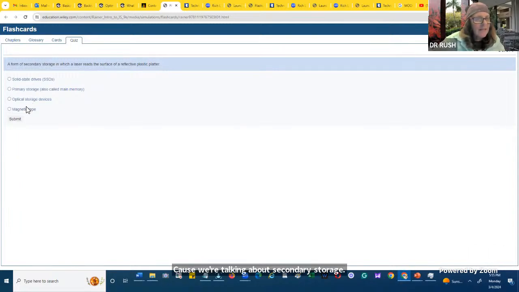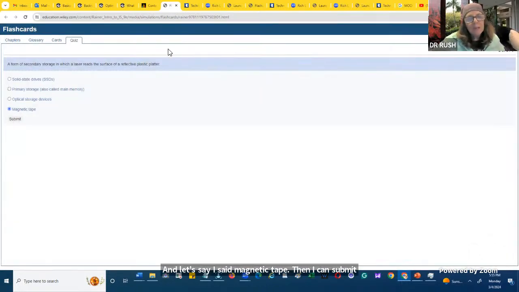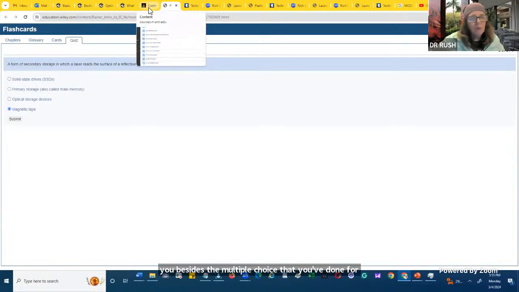And then in this case, it's not going to make magnetic tape. So I'm going to just try this one. And let's say I said magnetic tape. Then I can submit and it tells me. Okay, so this is another way, besides the multiple choice that you've done for the ones that you had twice to do, you can go through these flashcards.